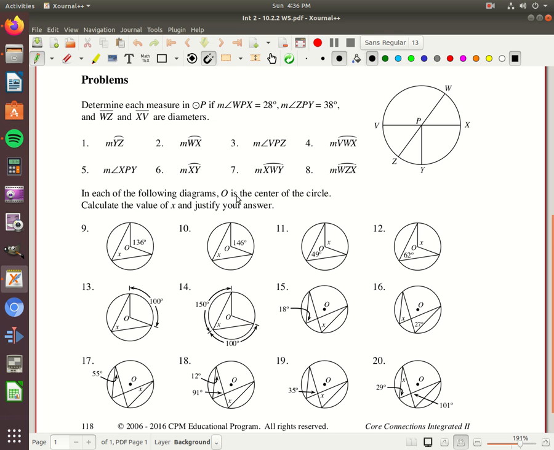Video to introduce worksheet 10.2.2. And again, I think if you have a pretty good handle on what's going on with this stuff, you probably won't think this worksheet is very difficult, but I want to just throw a couple of sample problems in anyways.